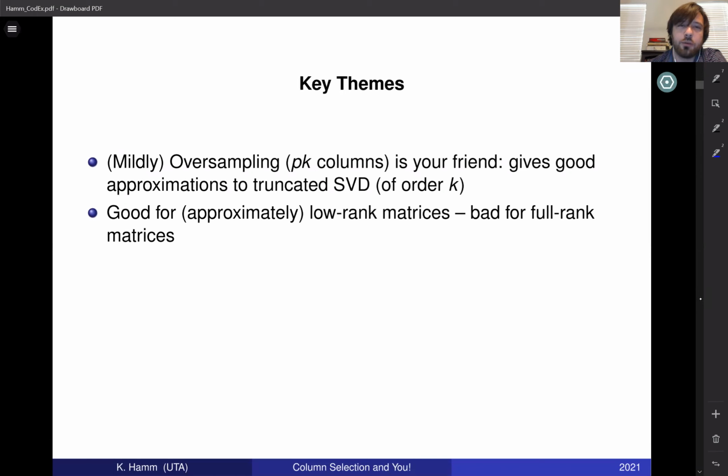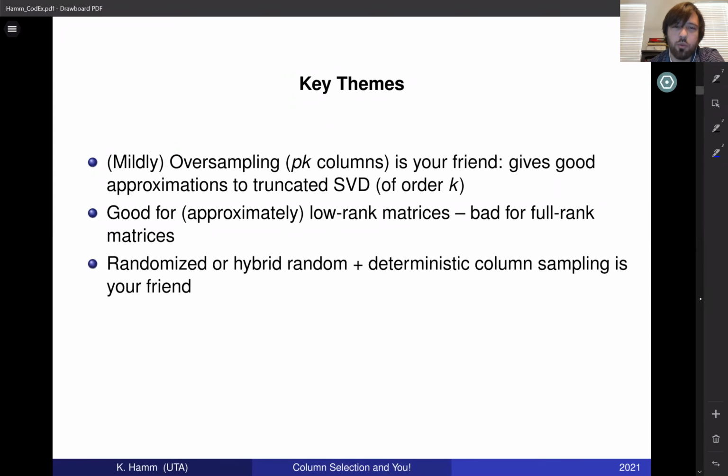These techniques work really well for approximately low rank matrices. If you have a truly full rank matrix that has no obvious spectral gap or something like this, this is probably not the technique for you, so it's not applicable everywhere. Random sampling of columns can be very effective in a variety of circumstances, and there are also some nice hybrid random plus deterministic column sampling methods that can achieve some really good results.